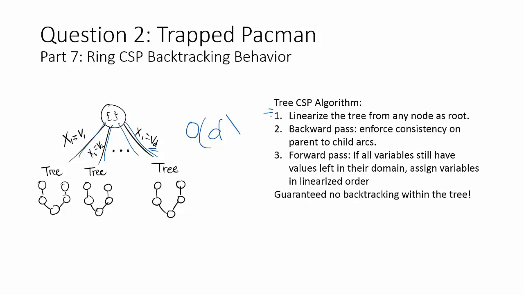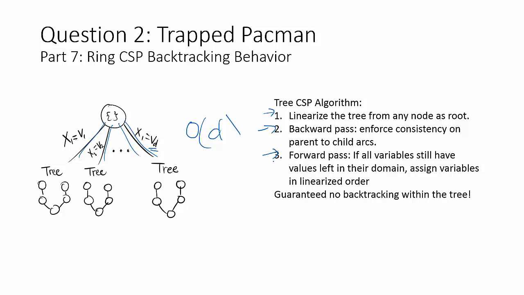First, we linearize the tree from any node as root. Then we perform a backward pass. In the backward pass, we check that parent-to-child arcs are consistent. If at least one of the variables has an empty domain, we can immediately backtrack. Otherwise, there's a solution down the path, and then we can do a forward pass of assignments to get our solution without backtracking.